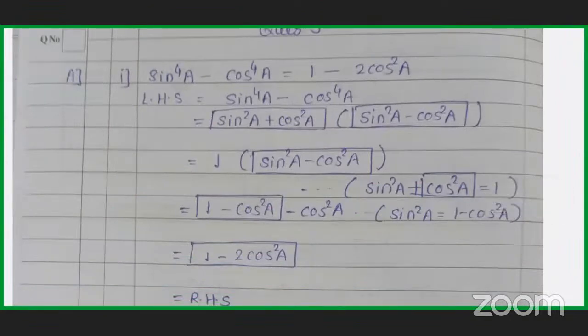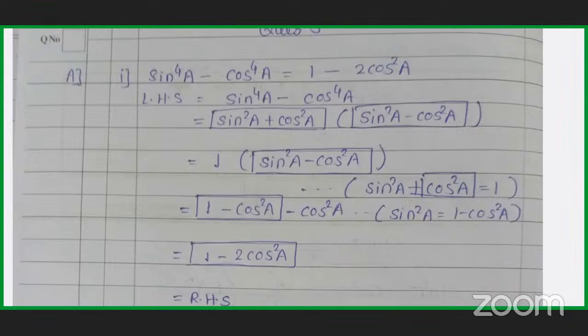So here there are a total of 6 boxes. Just focus on the question: sin raised to 4a minus cos raised to 4a is equal to 1 minus 2 cos square a. Here sin raised to 4a minus cos raised to 4a is converted to the form a square minus b square. That is sin square a squared minus cos square a squared. So it becomes the form (a plus b)(a minus b).